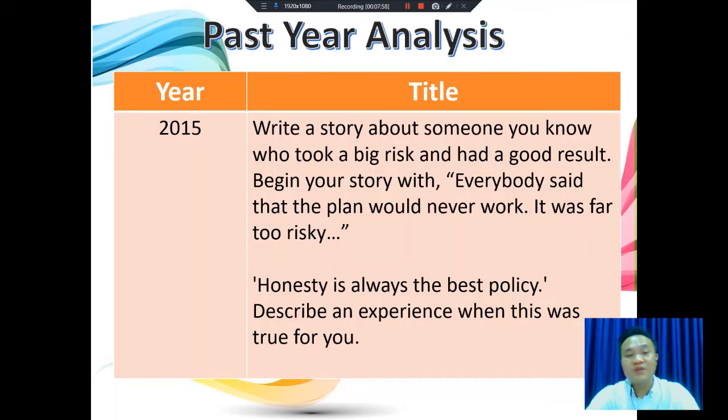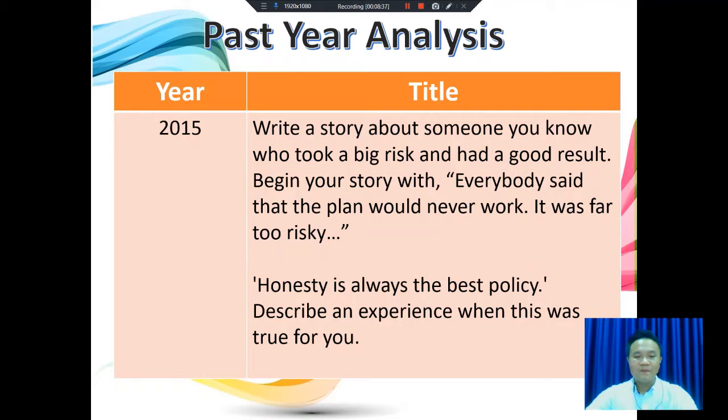Now, let's look at 2015. 2015 requires you to write a story about someone you know who took a big risk and had a good result. Begin your story with "Everybody said the plan would never work. It was far too risky." So you have to think of something that is very risky in your story. What is so risky about it? The examiner will definitely love to see the way you write, the creativity you put in this essay. What is so risky, and we are very curious about it.